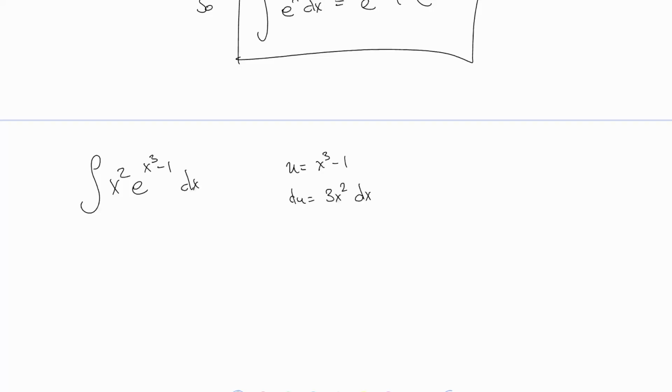All right? And I feel good about this because I see x squared and dx as part of the du, and I see x squared and dx over here. So I think this is going to work out.